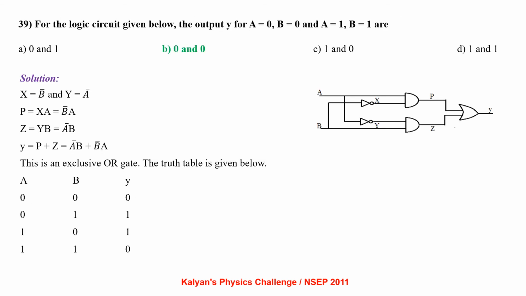For the logic circuit given below, the output Y for A equal to 0, B equal to 0 and A equal to 1, B equal to 1 are? See the logic circuit carefully. X equal to B bar and Y equal to A bar, since these two are NOT gates. P equal to X into A, that is B bar A, Z equal to Y into B, that is A bar B. So the final output equal to A bar B plus B bar A. This is an exclusive OR gate. The truth table is given below. So for the given inputs, the outputs are 0 and 0.